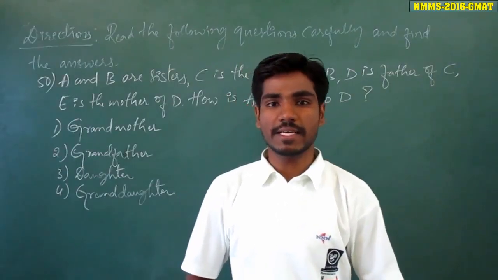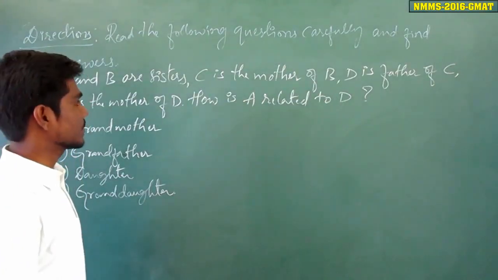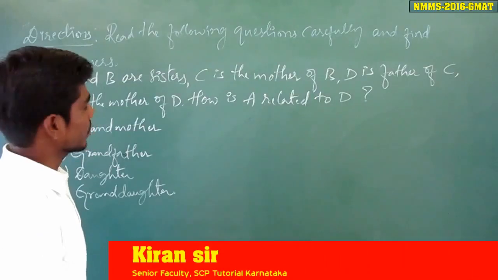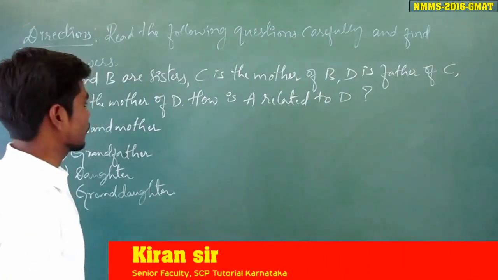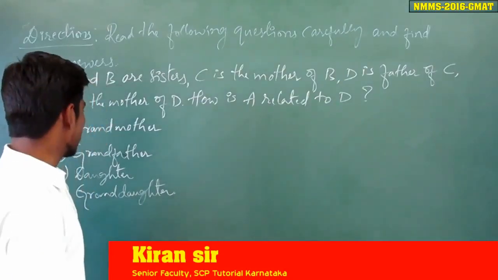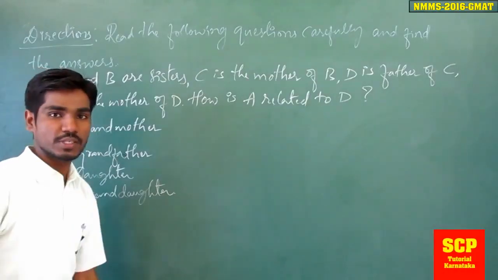Well friends, here is the next problem. The given problem is: A and B are sisters, C is mother of B, D is father of C, E is mother of D. How is A related to D? The given options are grandmother, grandfather, daughter and granddaughter.